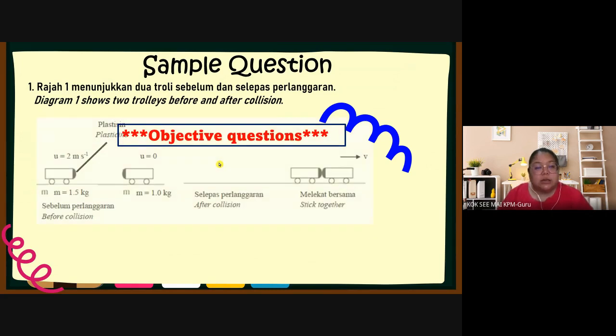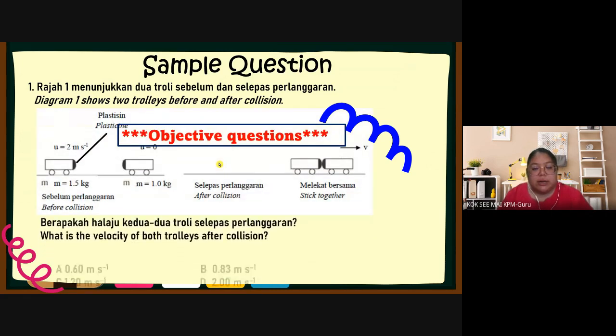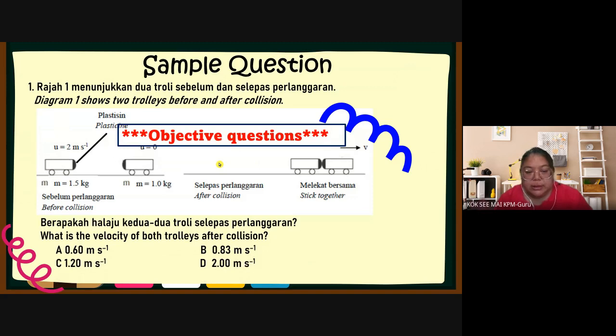The first kind is the normal one. A, B, C, D. Like this only. That means it must be BM first, followed by BI. That is the format for the SPM. After that, you choose A, B, C, D after you do the calculation. This one is type 1.